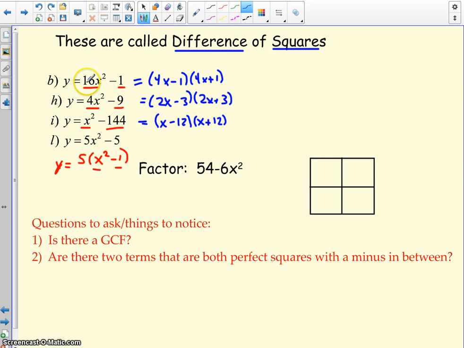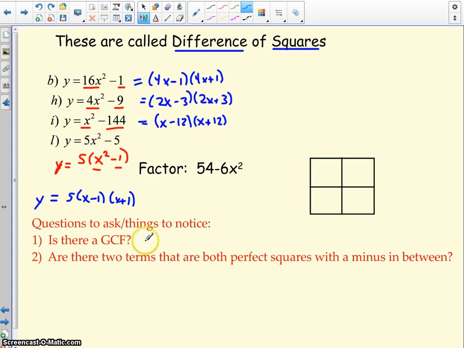Okay, so 16x squared. Well, what squared gives you 16x squared? 4x. What squared gives you 1? 1. And you see that one's a minus and one's a plus, and that's to get the middle term to cancel out to give you 0x. So our last one right here, for L, sorry, it's 5, and you get x minus 1, x plus 1.